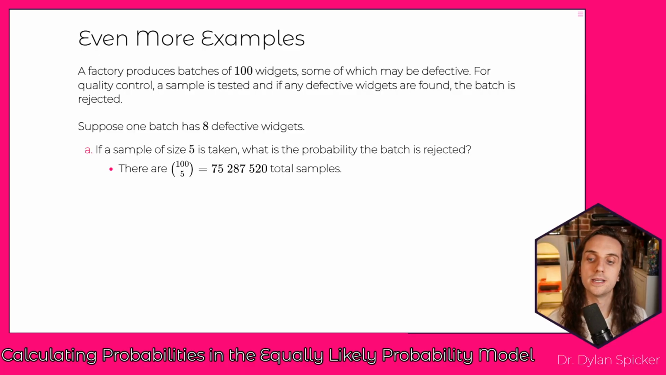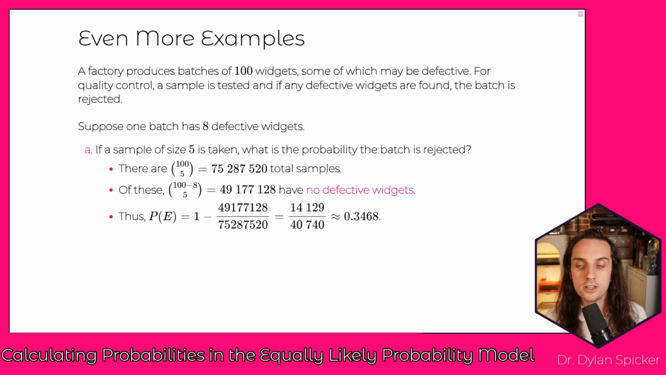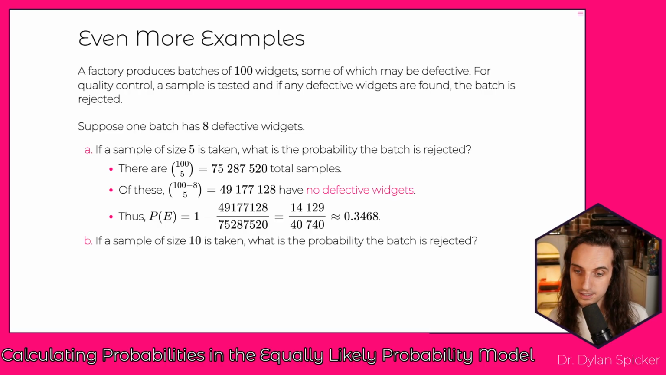So walking through this argument, there are going to be 100 choose 5 ways of taking our total sample. There are 100 minus 8, that's the 92, choose 5, that have no defective widgets in them. So then the probability that we reject the sample is going to be 1 minus the ratio of those two quantities, which gives us about 35%, right? So there's about a 35% chance that the batch is rejected.